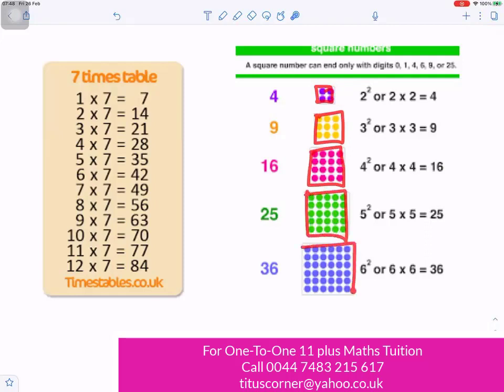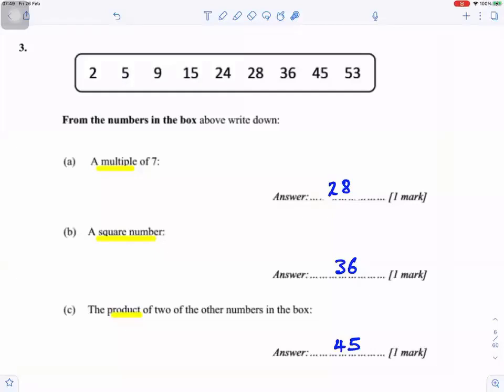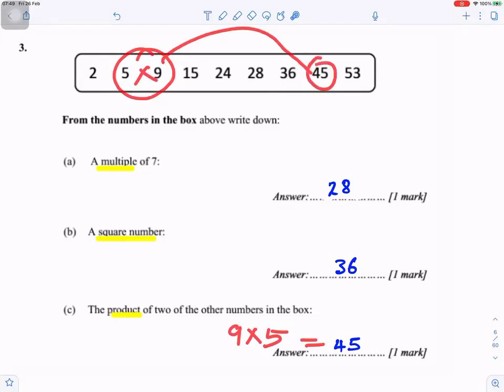See, you can fit them in a square. This square is 2 times 2. This one is 3 times 3. This one is 4 times 4. This one is 5 times 5. 6 times 6. Those are square numbers. So to answer the question, a multiple of 7, 28. 7 times 4. A square number, 36. 6 times 6. And the product of 2 of the other numbers in the above box. So if we use 45, 9 times 5. So 9 times 5, it gives you 45.